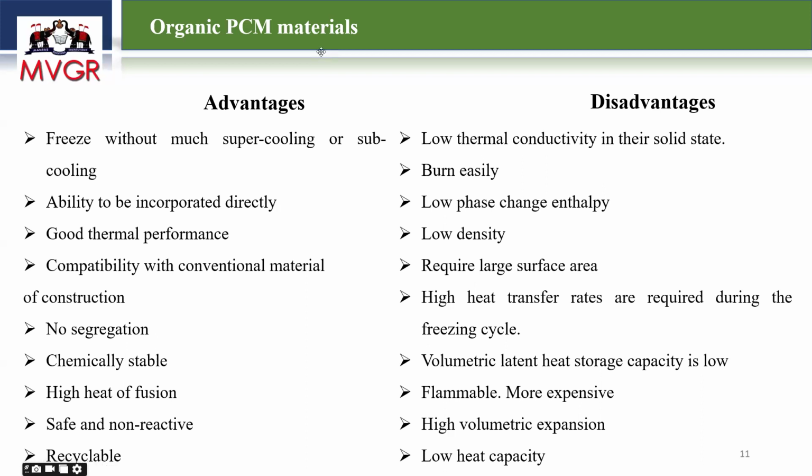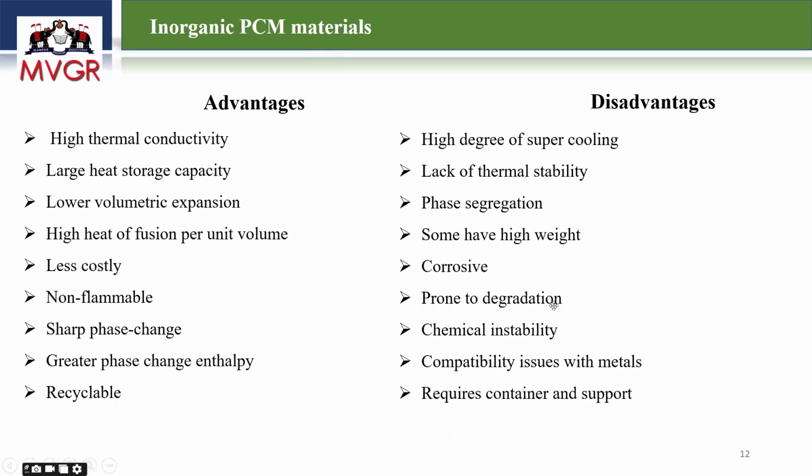And it also has low phase change enthalpy values, and low density, and requires a large surface area whenever you want to use it. That is one of the disadvantages. And flammable and more expensive, and high volumetric expansion takes place, and low heat capacity. These are some of the disadvantages of the organic waste material.